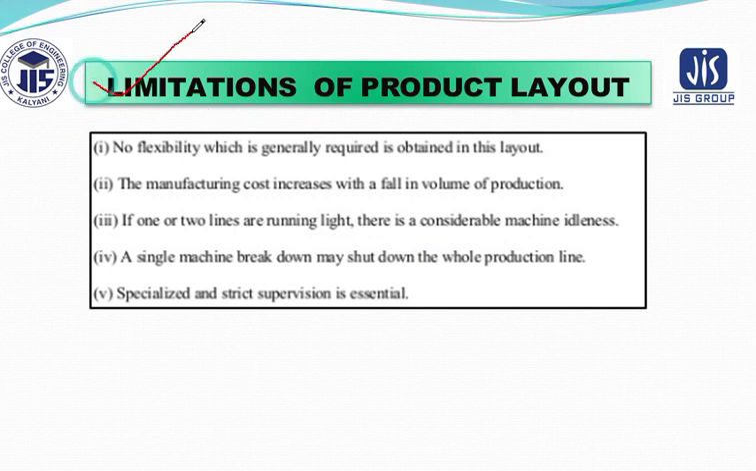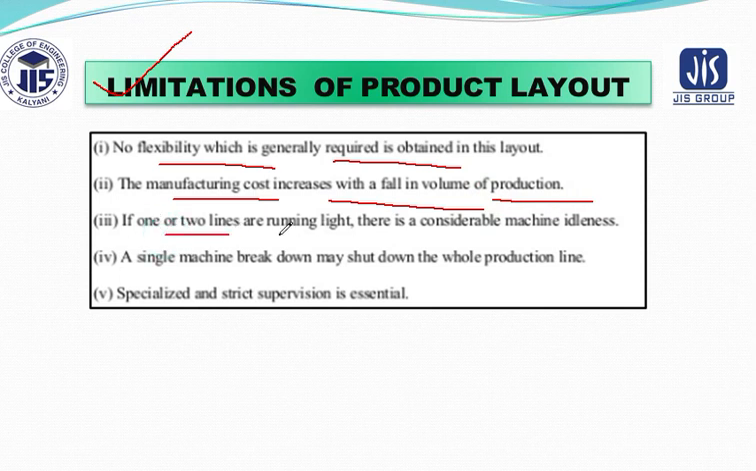Now here are some limitations of product layout. First of all, the flexibility which is generally required is not obtained in this layout. Next, the manufacturing cost increases with a fall in the volume of production. Third, if one or two lines are running light, there is considerable machine idleness. A single machine breakdown may shut the whole production line. Specialized and strict supervision is also essential.